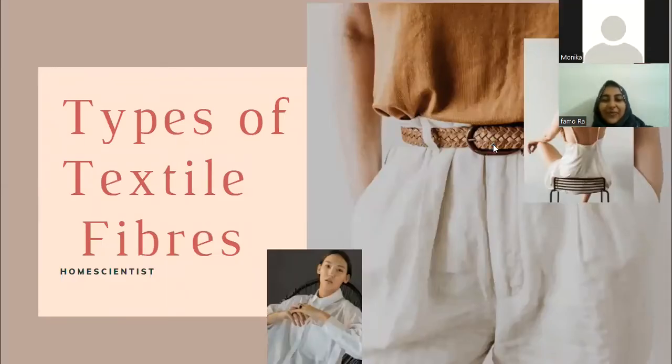Good evening, all. So today we'll be discussing types of textile fibers. We'll be dealing with only two fibers in detail because these fibers are very important. A lot of questions come from these two fibers, so we'll be going into it.